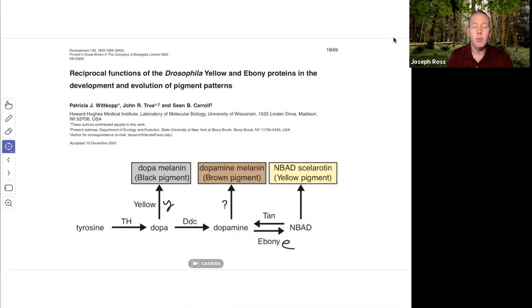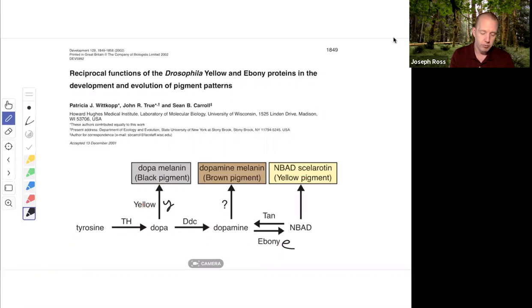So, the important point on this slide is to understand that something is known about how yellow pigment is produced and how black pigment is produced. And here again, we see this really confusing nomenclature where the protein yellow, encoded by the gene yellow, produces black pigment, and the protein ebony produces yellow pigment. That's, again, because these genes are named after the mutant phenotype.